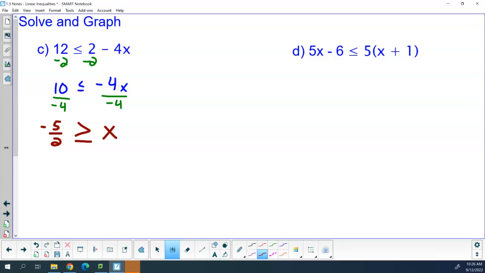Now, this fraction doesn't matter. We can handle whatever fraction we get, because that's the only number that's going on our number line. So this could be negative 5 halves. It's a number still on my number line. Closed dots here for that one. And we want that to be the biggest number, so that means we are going to the left.